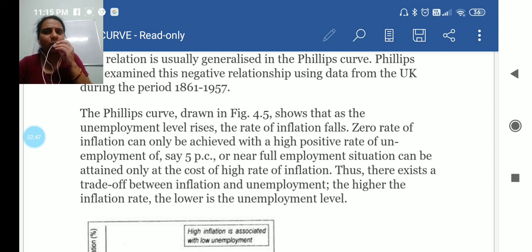This is actually a very important question from the short question point of view. You will be supposed to write a note on the Phillips curve.